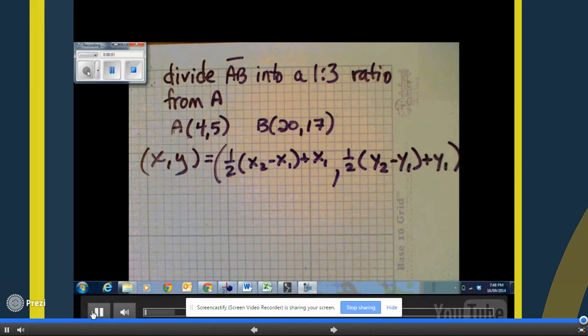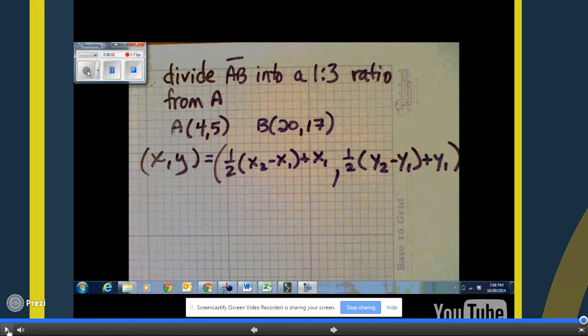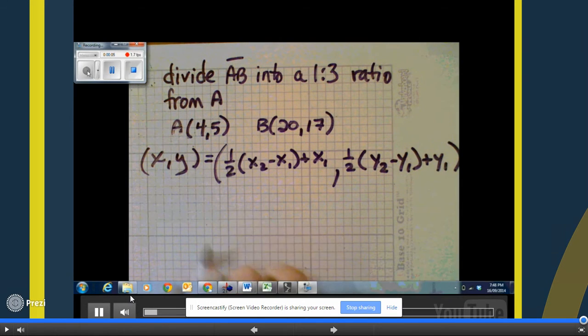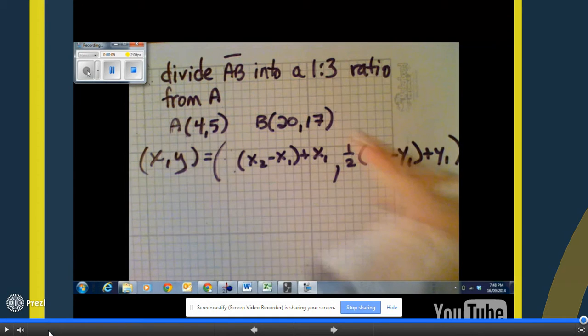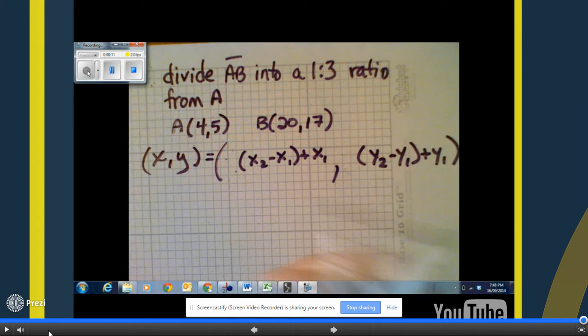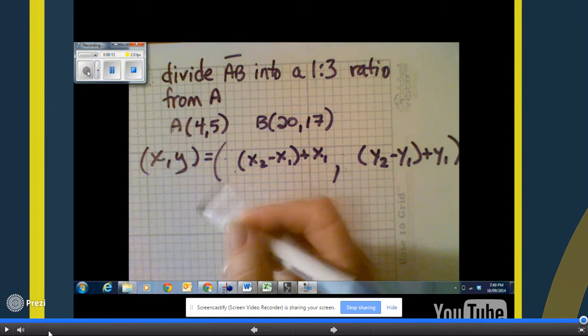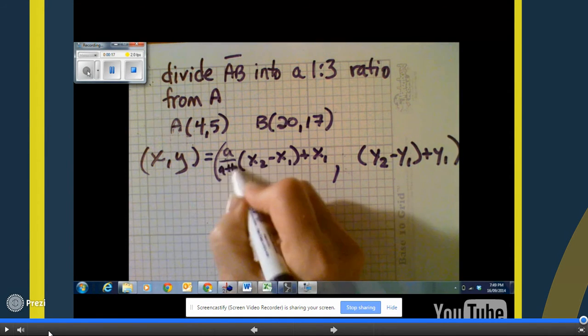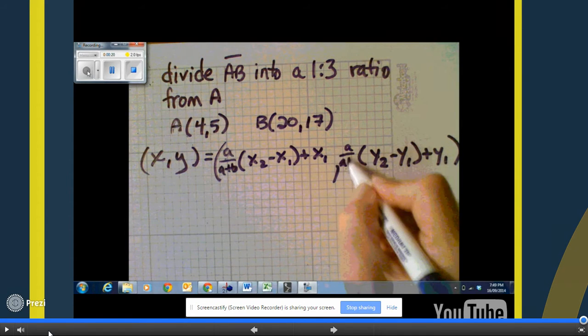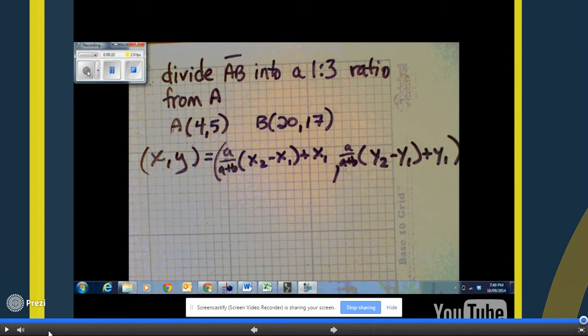Okay, so now we'll do it just with the formula. Okay, I copied the midpoint formula, but what we really need is a different fraction here. And this is where we had the 1/4 before. The formula has the a over a plus b. So that's the full formula now.